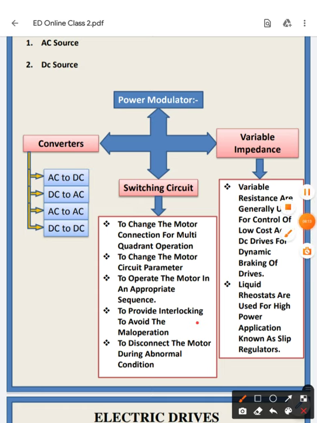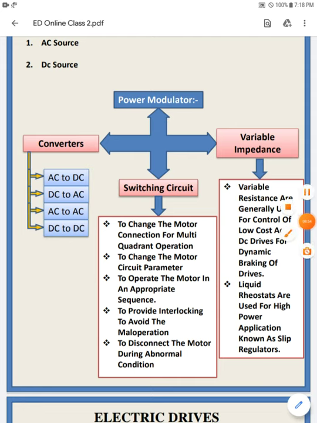So in that case, we have to change the AC input source into DC voltage. For that you need to connect one converter. Inside the power modulator, as we discussed in the last class, we have three things: one is the converter, the second part is the variable impedance, and the third part is the switching circuits. So let us consider the converter first.